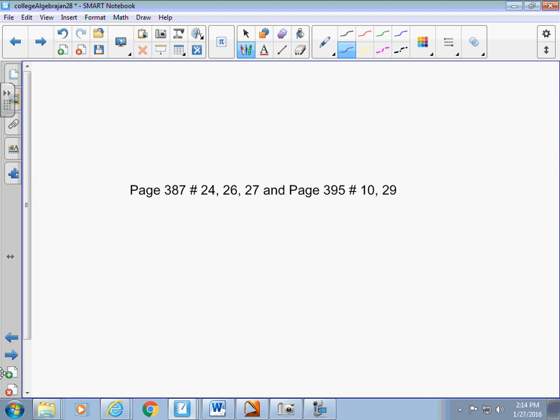And this is your homework. Page 387, 24, 26, 27, and 395, 10, and 29. Tomorrow I will show you how to use your calculator program that essentially does both of those formulas that I showed you how to use today. It has some quirks to it. You've got to be a little creative in the way you use it to make it do both formulas. But I'll show you that tomorrow. Any questions? They do have parts, but still, you're right, it's not that many.